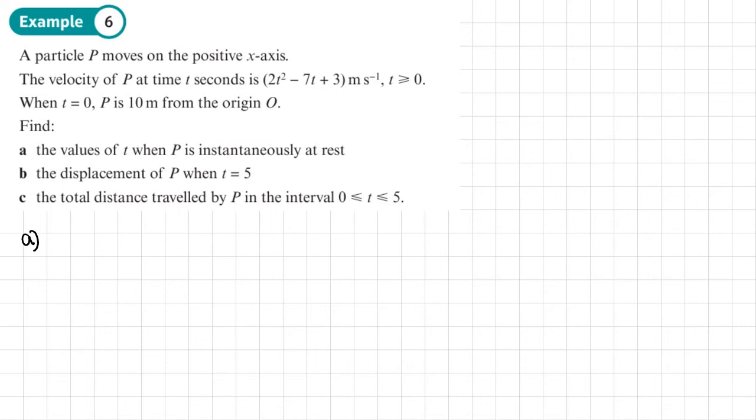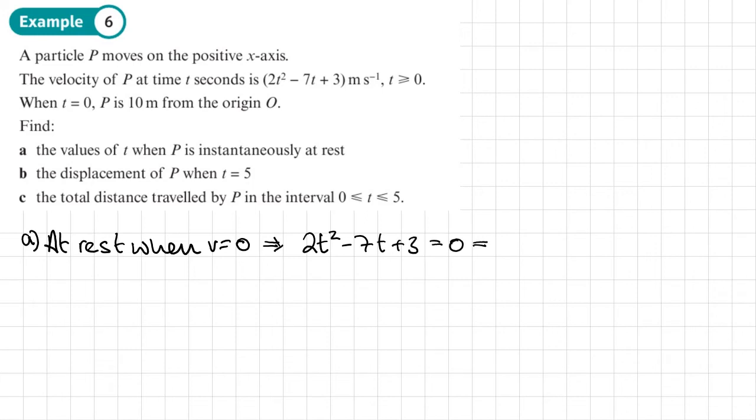So something's going to be at rest, or instantaneously at rest, when v is equal to 0. v is 2t squared minus 7t plus 3. We set that equal to 0. We could use our calculators, but I think this is easy enough to factorize because it's got to be 2t and t. I want 3, so I need a 3 and a 1. I want 7, so the 3's got to go in the second bracket. That'll give me 6 and 1. And I want minus 7, so they've got to be two minuses.